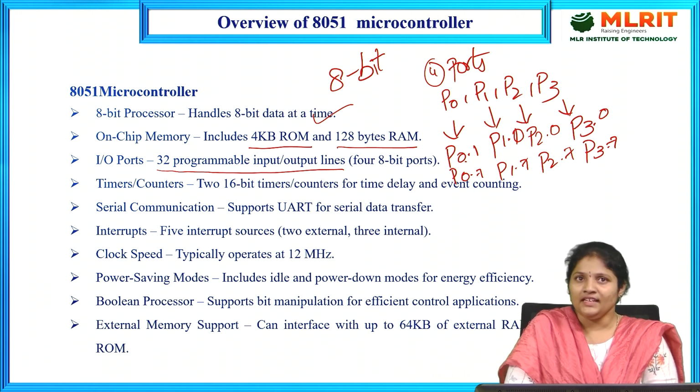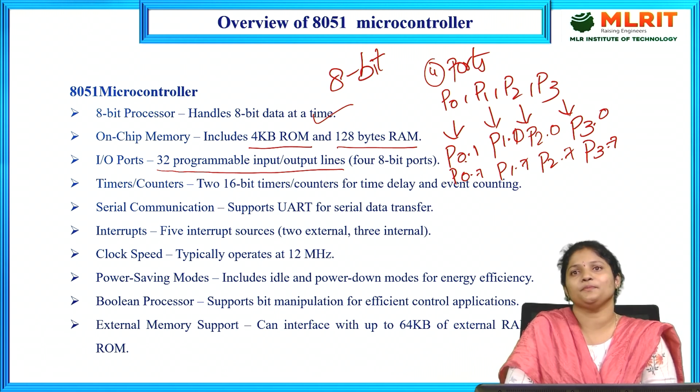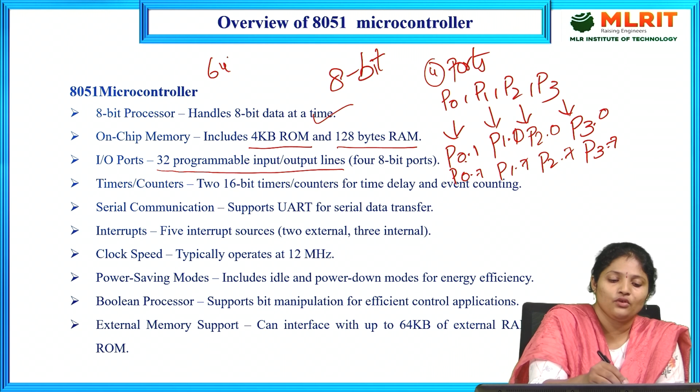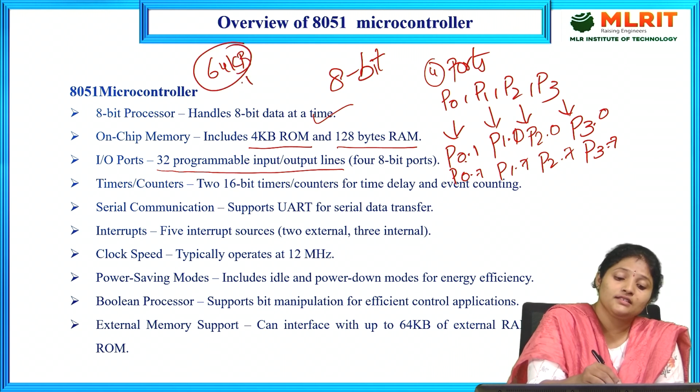pins can be used as input ports or as output lines, and port 3 also has special functions; there are alternate functions. Port 0 and port 2 in combination can access the external memory. Here we have been discussing the internal memory. If the application requires more memory than the internal memory, how will the microcontroller do that? In the case of the 8051 microcontroller, it can support 64 KB each of external RAM and ROM.